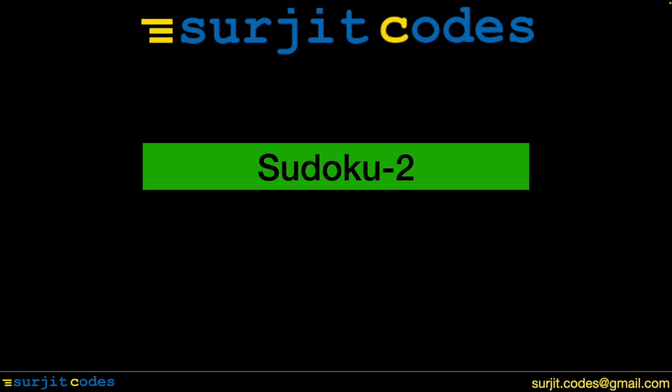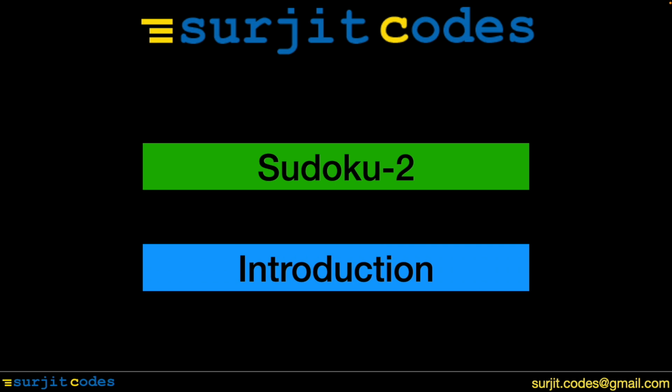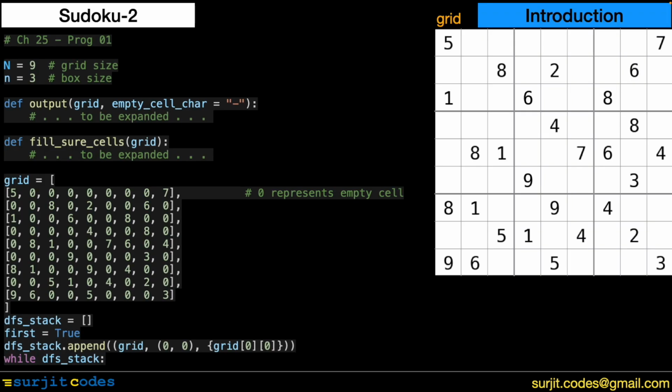In our previous video on Sudoku, we developed a function to fill sure cells, the cells that have only one choice. We'll extend that code now. This is the program structure that we used. For a given grid, unfilled cells are saved as 0 in the memory. For details, please refer to the video 24 of this series.